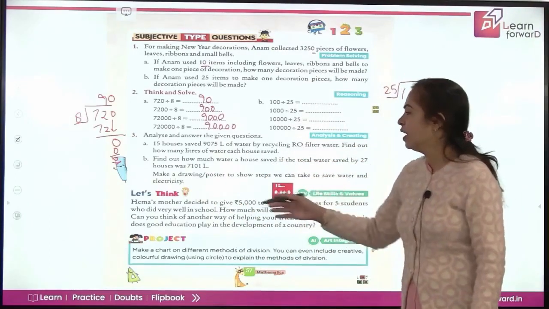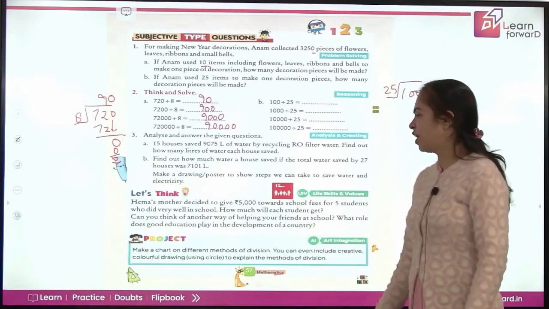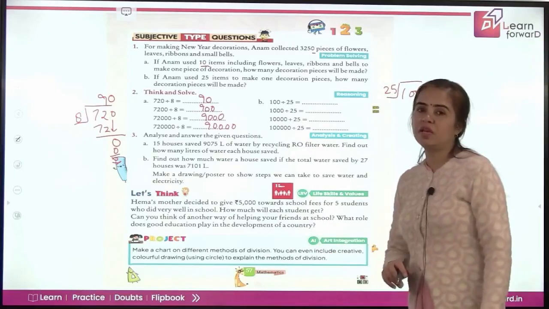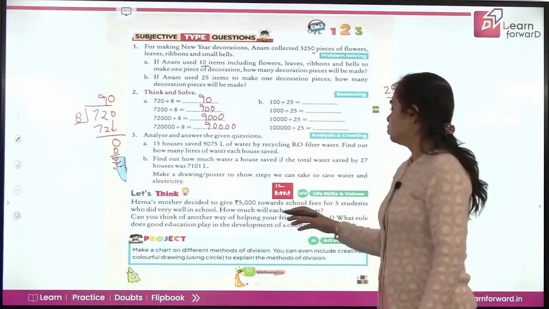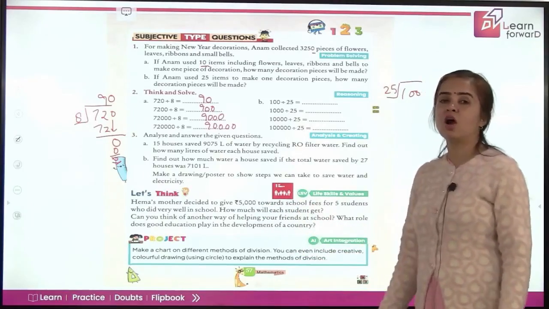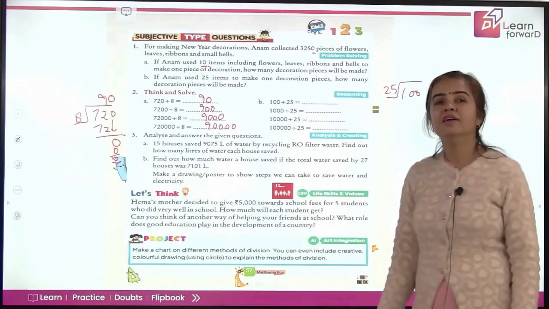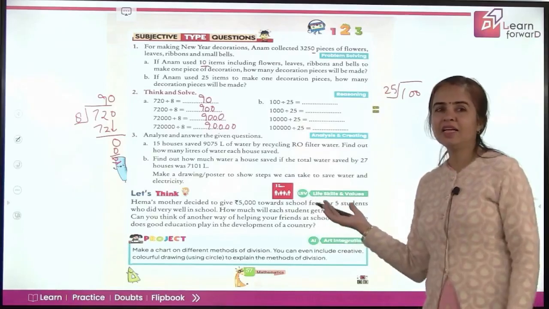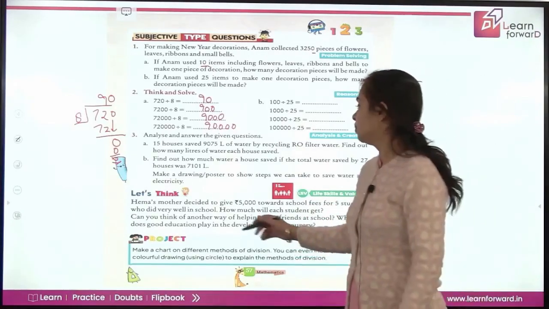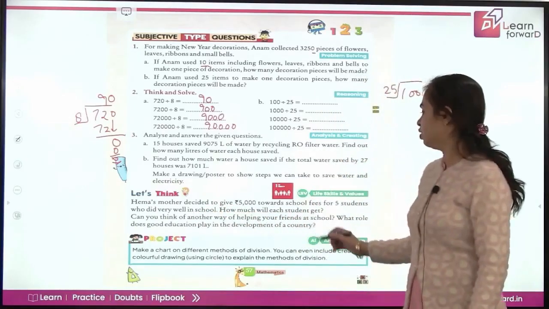Now let's think. Hema's mother decided to give rupees 5,000 towards school fees for 5 students who did very well in school. How much will each student get? So 5,000 she is giving to 5 children. How much will each one get? We will divide. So I think now you can give me the answer orally. 1,000. Very good.